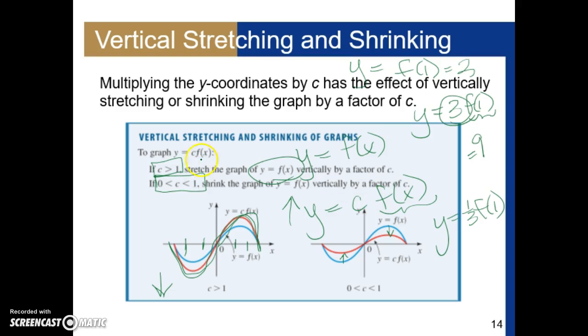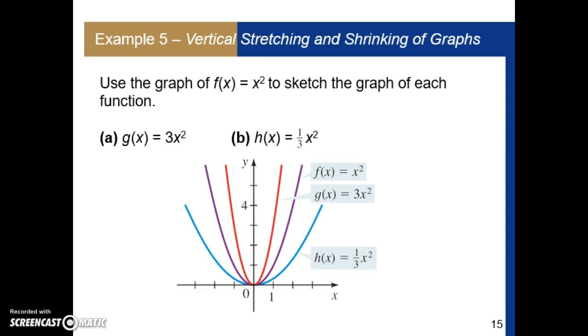So it makes a difference what the value of c is. Multiplying by any constant in front of the function rule is not always going to stretch your output. Sometimes it could compress your output. So we need to pay attention to that. And that's vertically, along the y-axis.